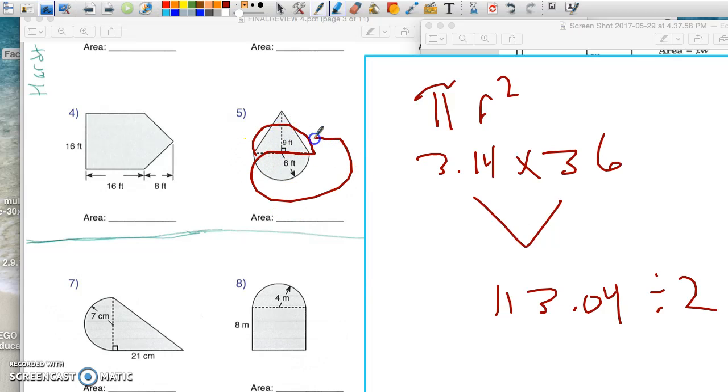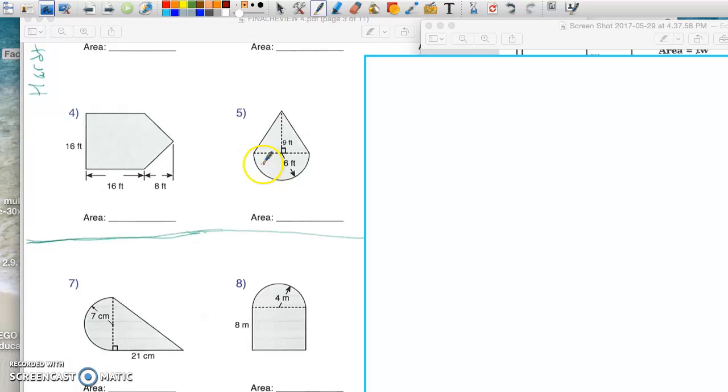But remember, I had to divide it by 2 because it is not a full circle. I only have half a circle. Remember? I only have that part. So if I divide that by 2, I get 56.52. Okay, so that means this part is 56.52.